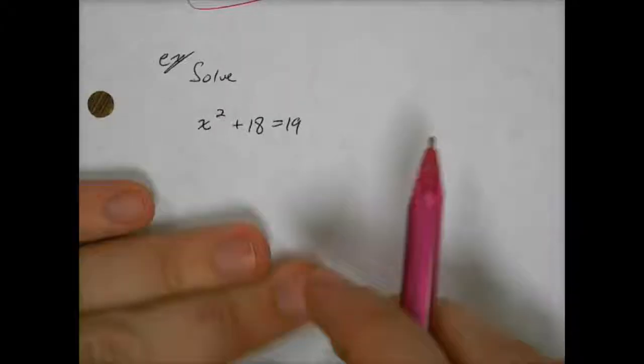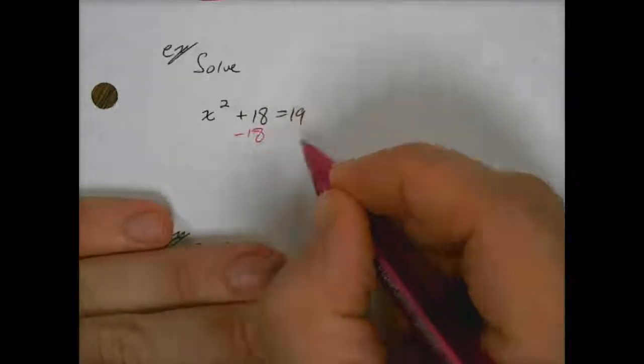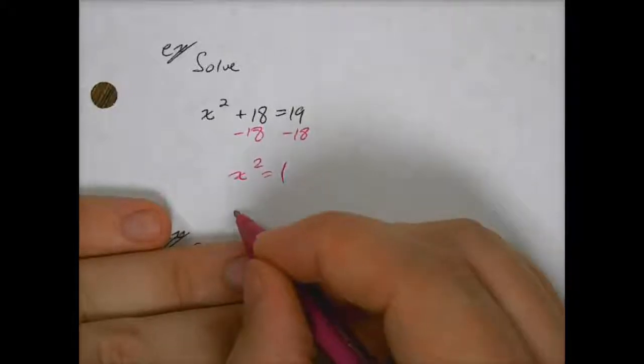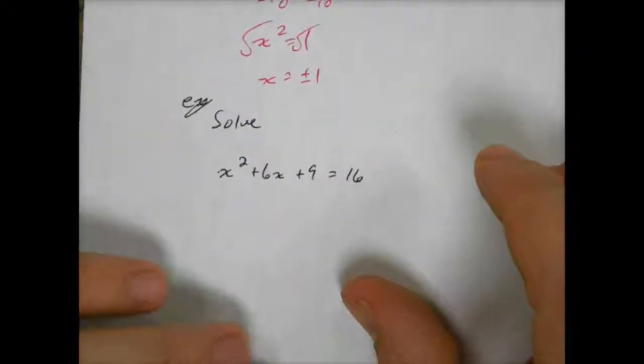So same idea here. If we do this, we would have minus 18 to get these together. So x squared equals 1. Take the square root, so x is plus or minus 1. Square root of 1 is 1, always and forever.